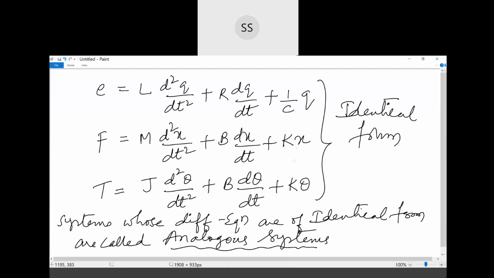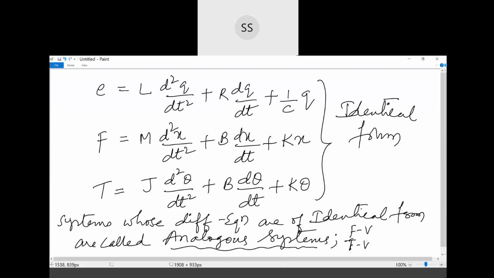The electrical system, translational system and rotational system are analogous to each other, because E is analogous to F, and F is analogous to T. Similarly, L is analogous to mass and the moment of inertia. Resistor is analogous to the friction in these two systems. Similarly, the capacitor is analogous to the spring constants in the mechanical systems. So with the series RLC circuit, it is possible to derive analogous systems, which are known as the force-voltage analogous system and the torque-voltage analogous system.